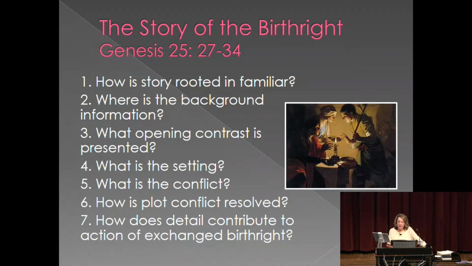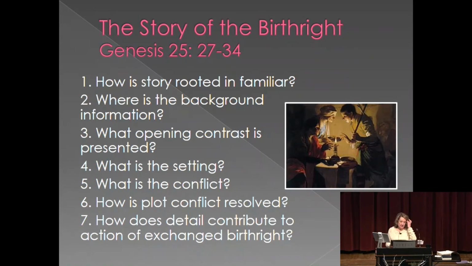And what opening contrast is presented? I hope that you as writers, but also as grammarians, pick this up. What type of sentence structure did you find in the first 2 verses, 27 and 28? Comparison, contrast. So you saw Esau was a skillful hunter, a man of the field, but Jacob was. The second one, Isaac loved Esau because he ate of the game, but Rebekah loved Jacob.